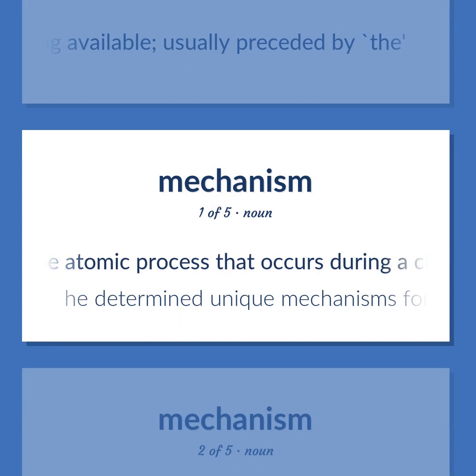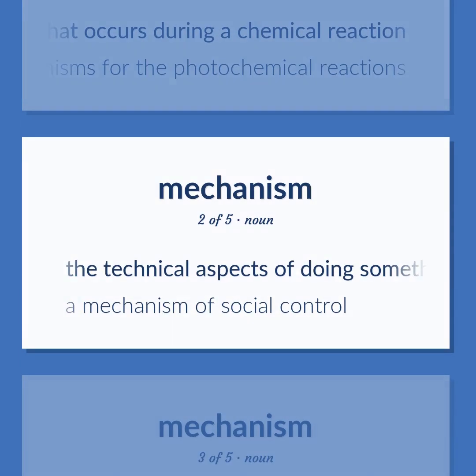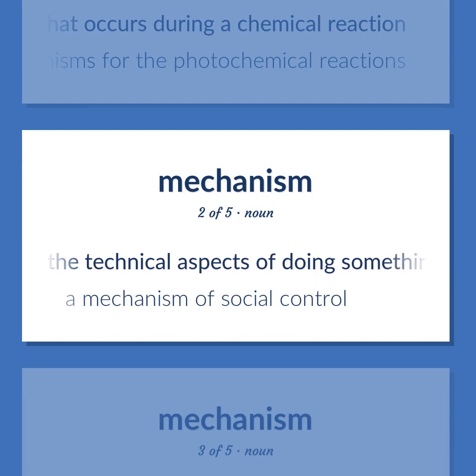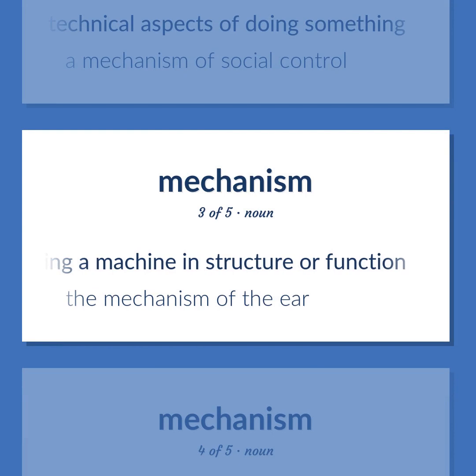The atomic process that occurs during a chemical reaction. He determined unique mechanisms for the photochemical reactions. The technical aspects of doing something. A mechanism of social control. A natural object resembling a machine in structure or function. The mechanism of the ear.